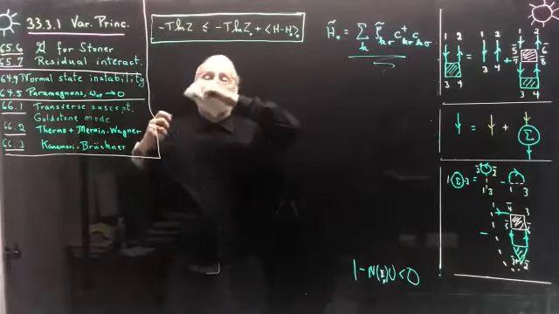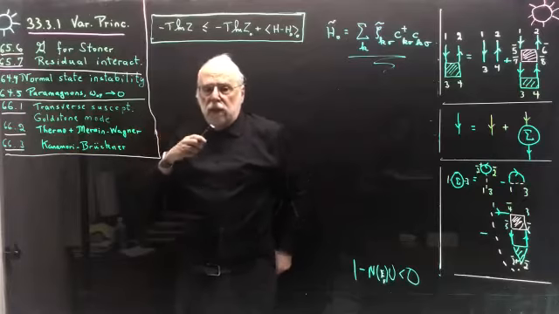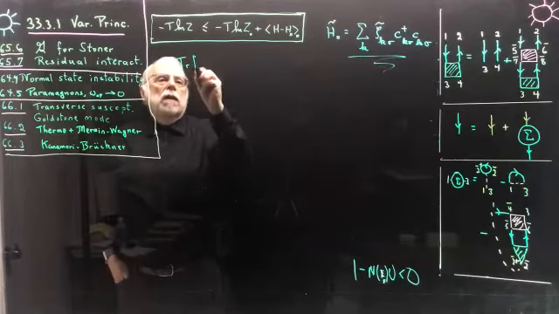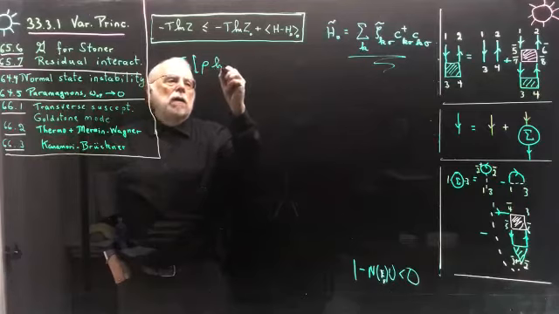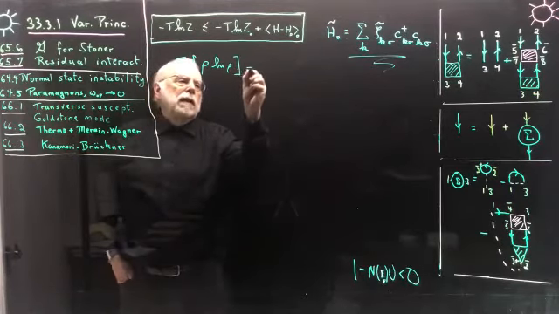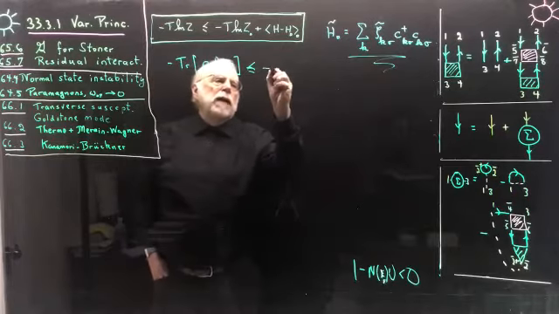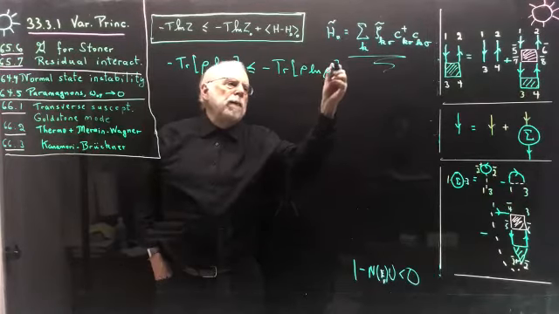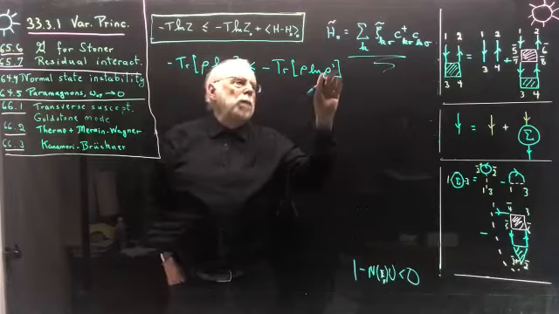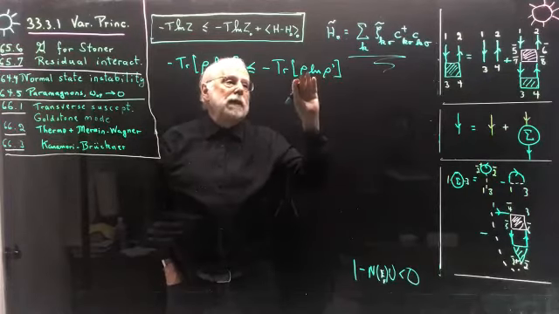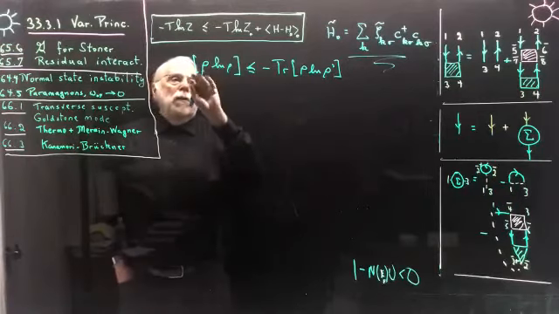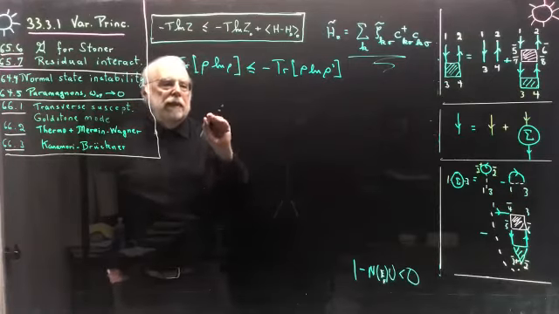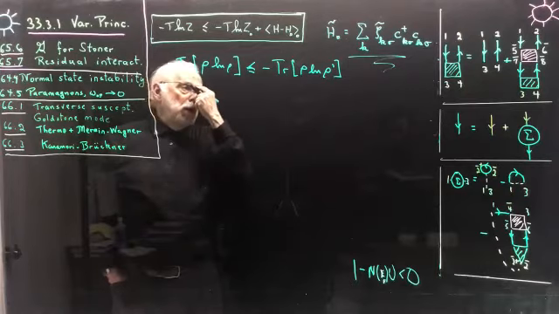Okay, so let's prove this quickly. This is based on the following inequality: minus trace rho log rho is less than or equal to minus trace rho log rho prime, where rho is a density matrix and rho prime is also a density matrix, but it's not the same density matrix as here. And this, if you don't remember, is the entropy. You will see this later.